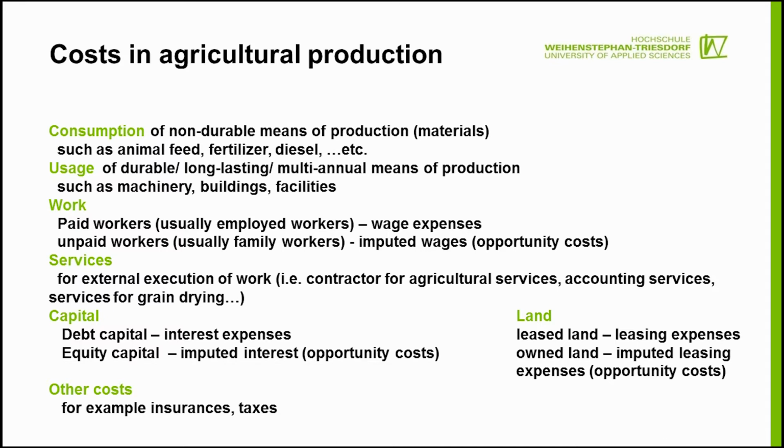Examples could be agricultural services or contract work, accounting services, drying services, etc. Costs are also incurred for the use of the production factor capital. For debt capital, the interest expense is calculated. In turn, for equity, we use imputed costs by determining the opportunity costs for the use of the production factor. In order to determine the cost of land, we take the rent for leased land and for owned land an imputed rent, the opportunity cost of the land. Further costs are, for example, insurance, taxes, etc.